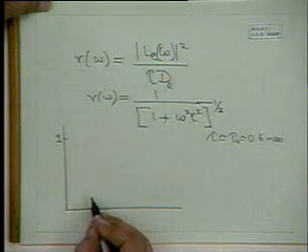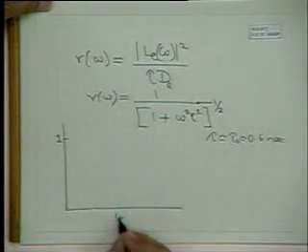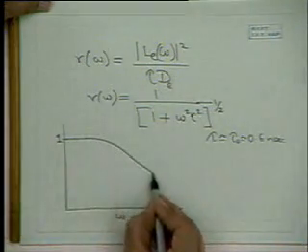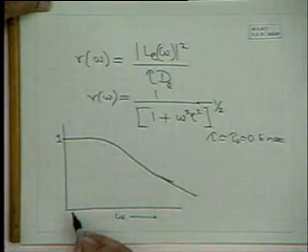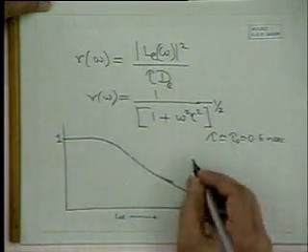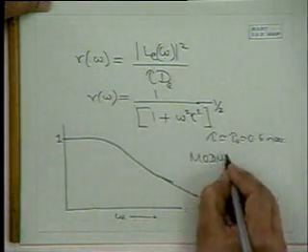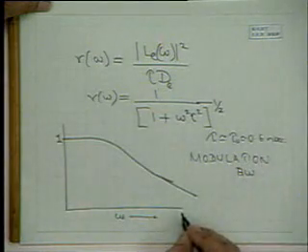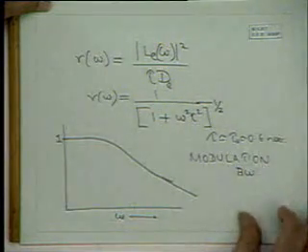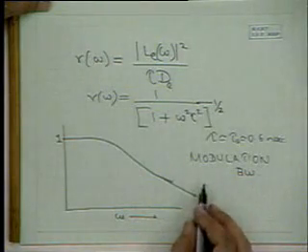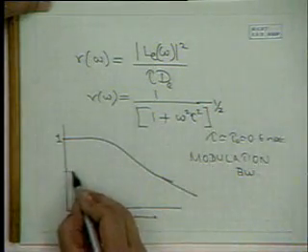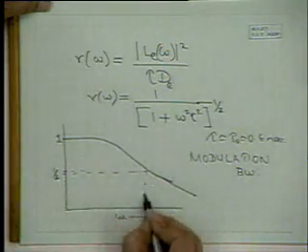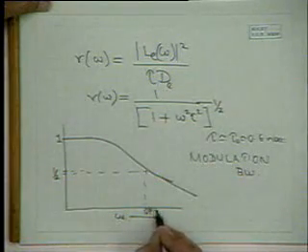Say you have 1 at low frequencies, then what is the modulation bandwidth? From the optical point of view, you can define the bandwidth as where this drops to half its value. Okay, so this is the optical bandwidth.